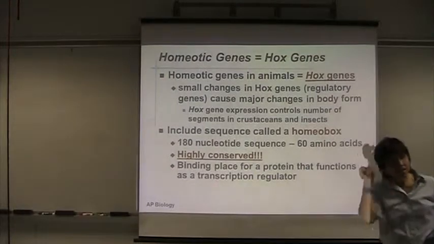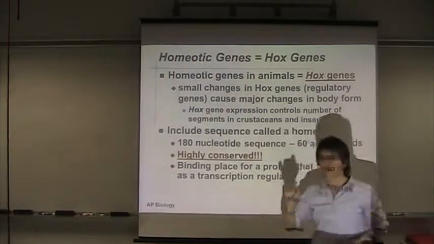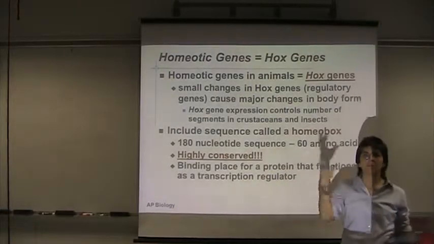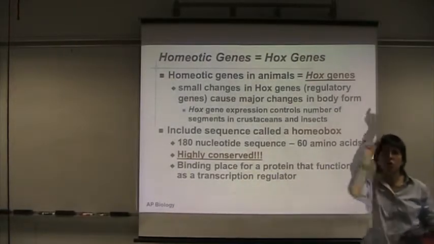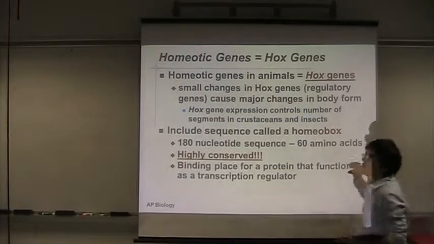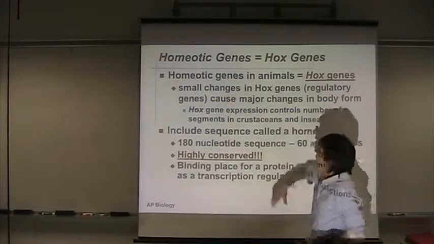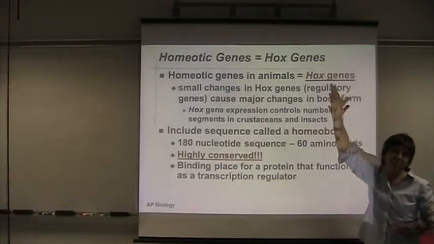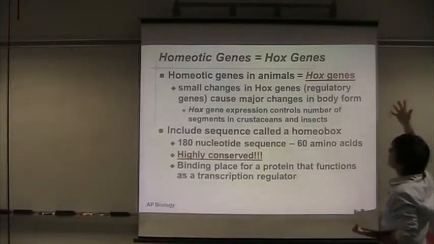And in animals in particular, those homeotic genes or master regulatory genes, you know, scientists love to give names to things and then they love to shorten these names. These master regulatory genes in animals are called Hox genes. Got it? Don't get confused.